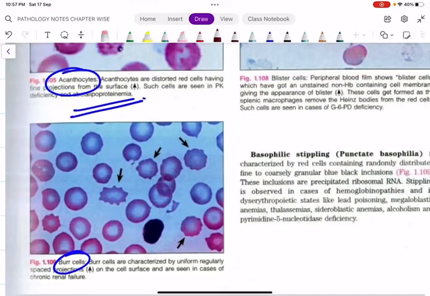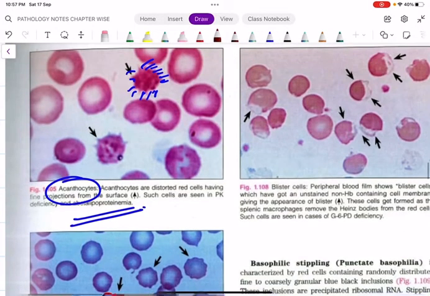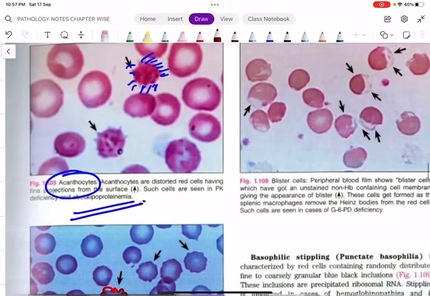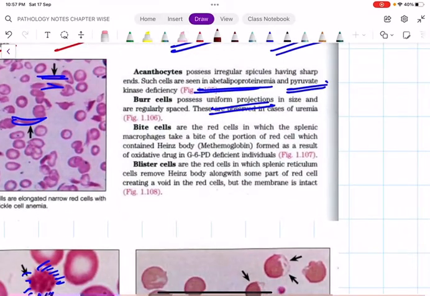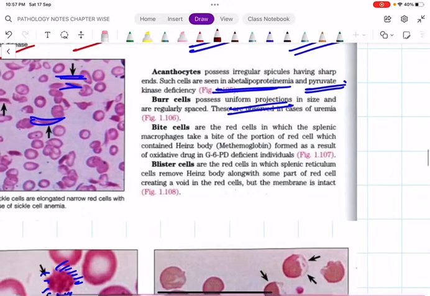See, very beautiful. The projections are equal. Whereas here, irregular projections. Okay. Then we have something what we call it as blister cells. What are blisters? So before going to blister cells, we say what is bite cells.